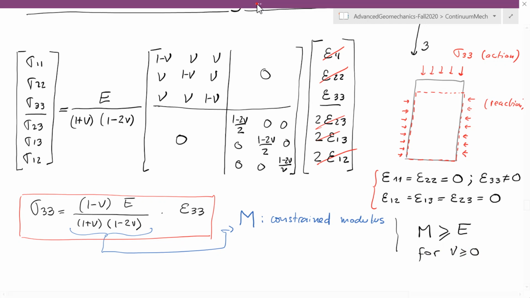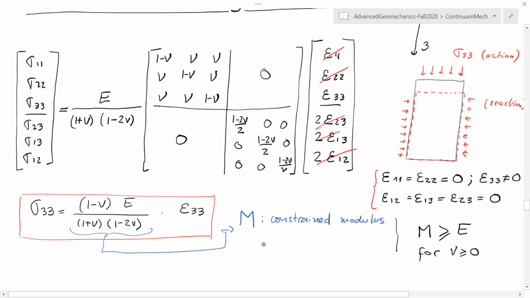The constraint modulus is a very important property and reflects more accurately the deformation of a three-dimensional solid under these boundary conditions, and as we will see later, also under conditions, for example, of natural sedimentation and compaction, and also under conditions of, for example, depletion of a reservoir.